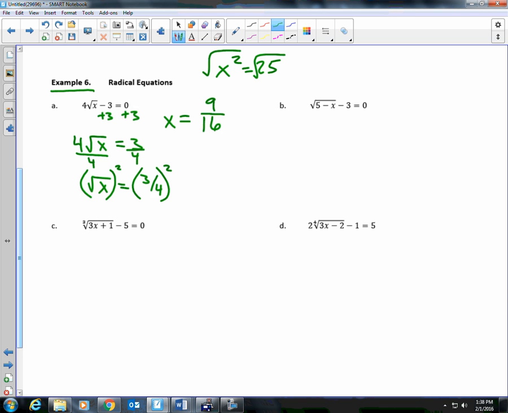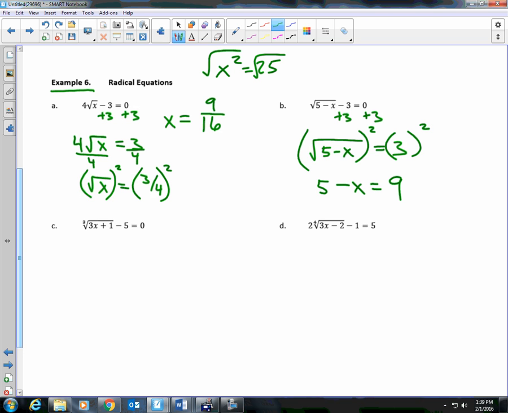How about b? What do I do first? Add the 3. Get the square root of 5 minus x is equal to 3. You think I deal with the 5 first or the square root first? Square root first. How do I get rid of the square root? Square both sides. What are you left with?